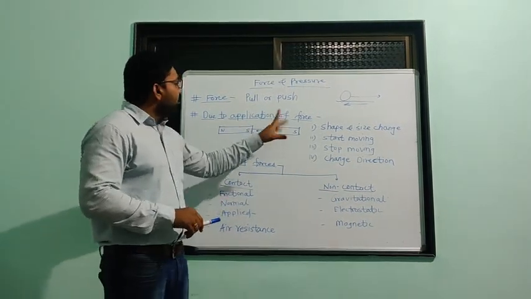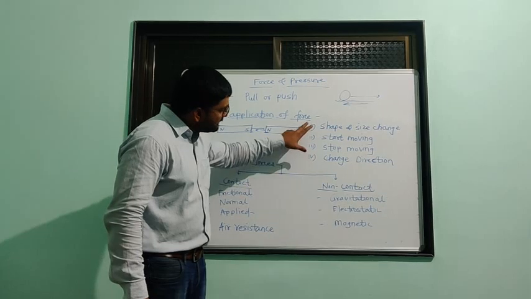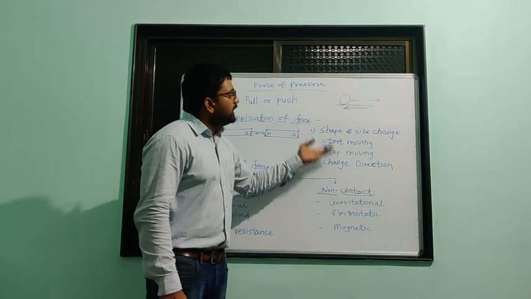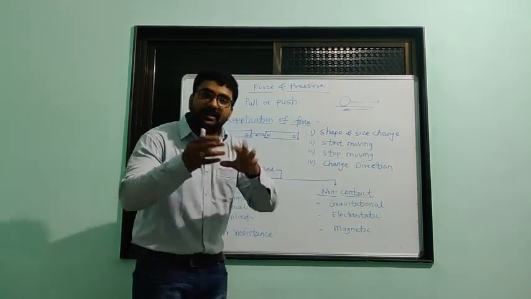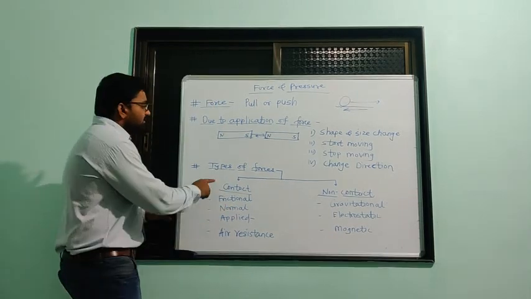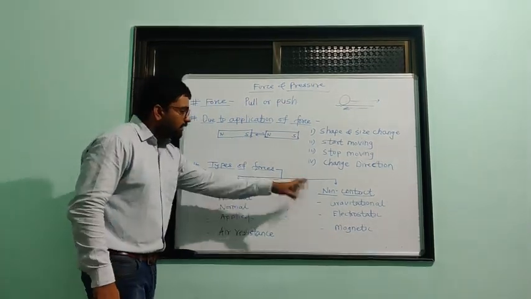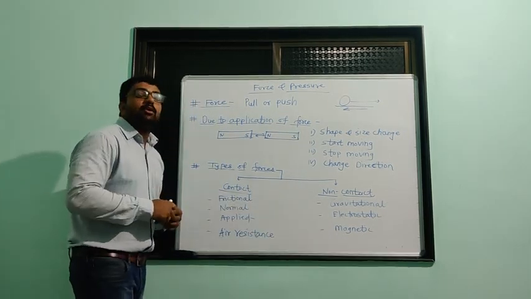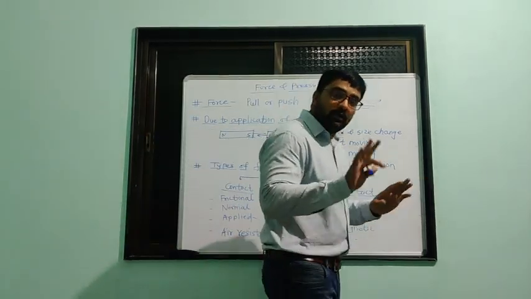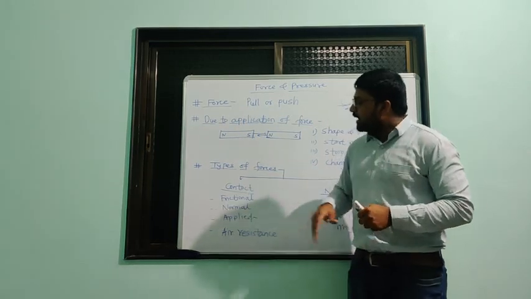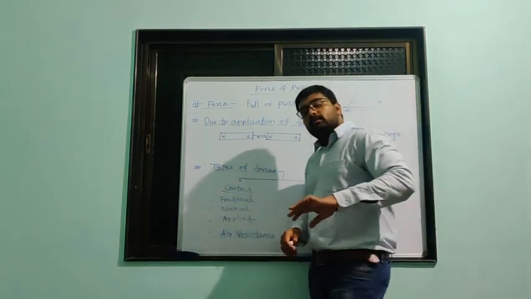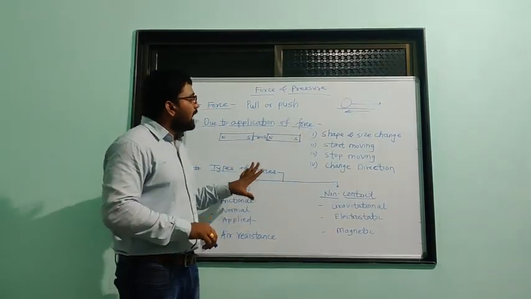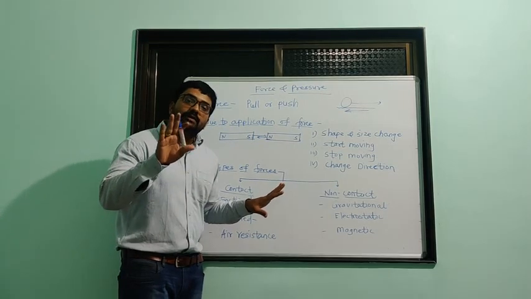Then due to the application of force, these changes take place in an object: shape or size may change, it will start moving, it will stop moving, or its direction may change. And these are some types of forces, the contact force and non-contact force, and these are some examples of contact and non-contact force. These are some basic parts we should know before going directly into the chapter, which we saw in today's first lecture.